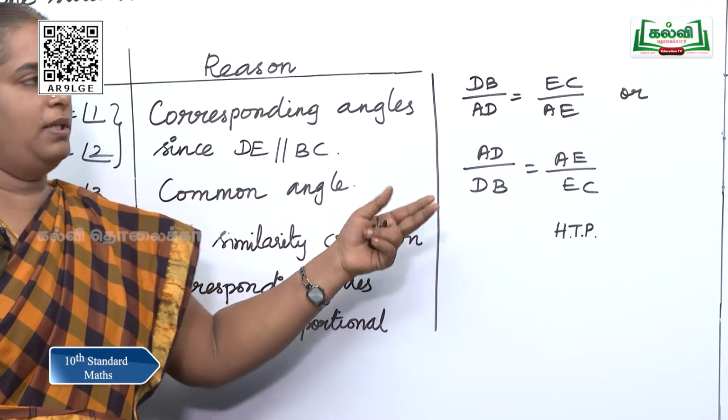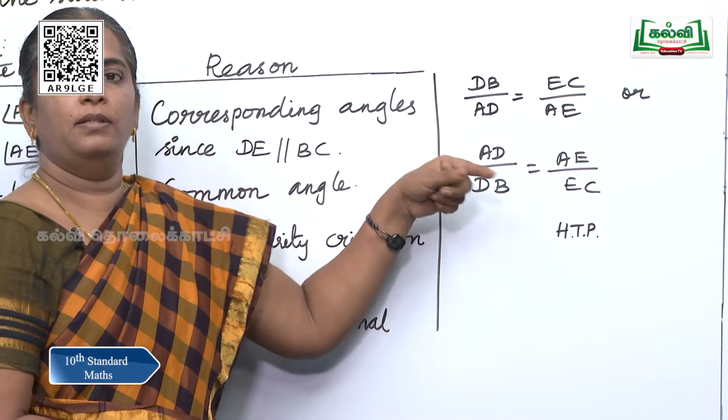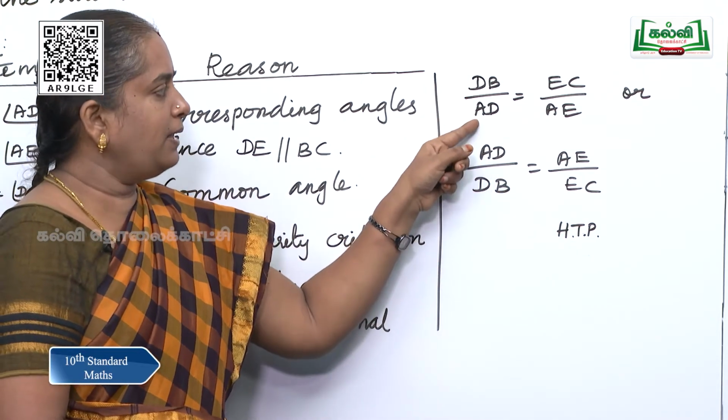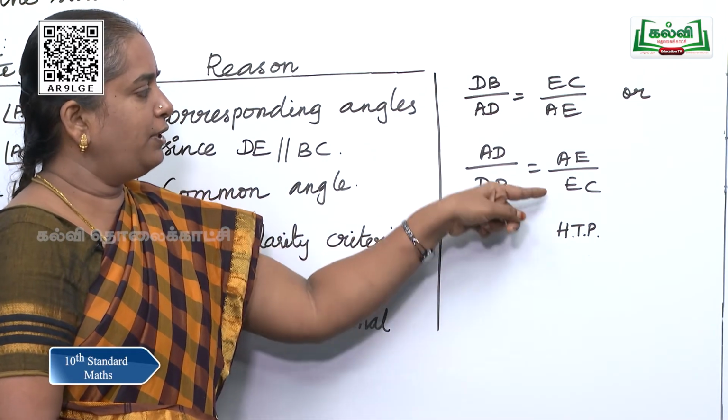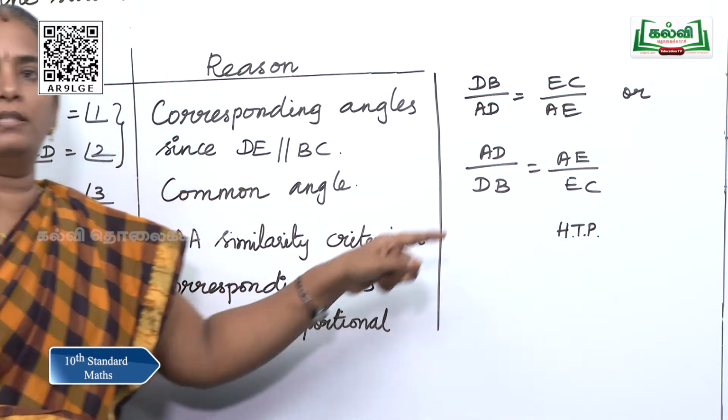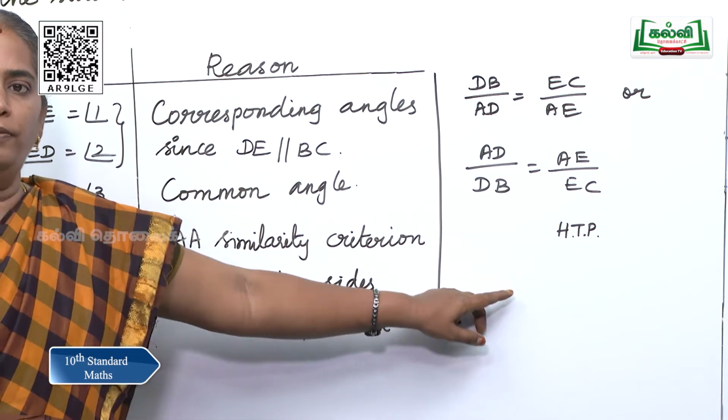We can take reciprocals both the sides. So, we can get AD by DB is equal to AE by EC. This is what we want. So, we have proved the theorem.